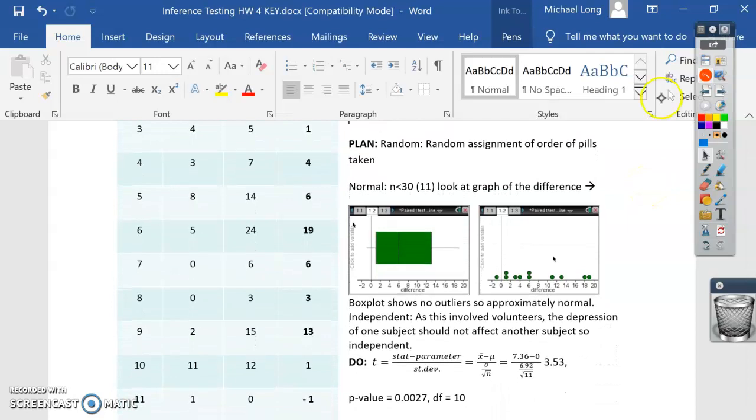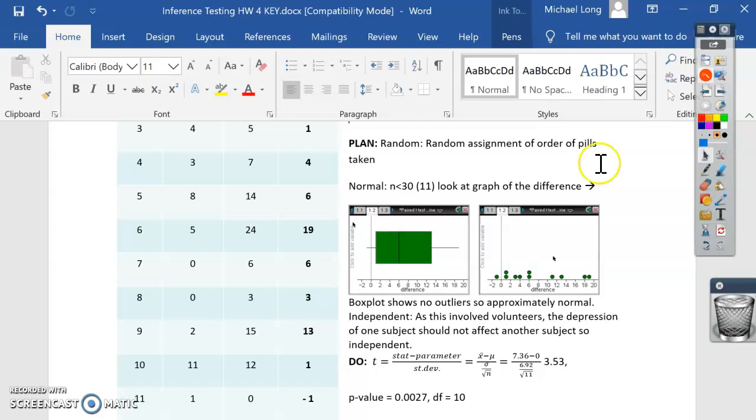So then we go into the plan, and we do random, normal, and independent. Again, with a 2-sample test, we had to show that both samples are random, that both samples are normal, and that both samples are independent. But because this is still technically a 1-sample test, it's just a 1-sample test in disguise, we still only have to do one.